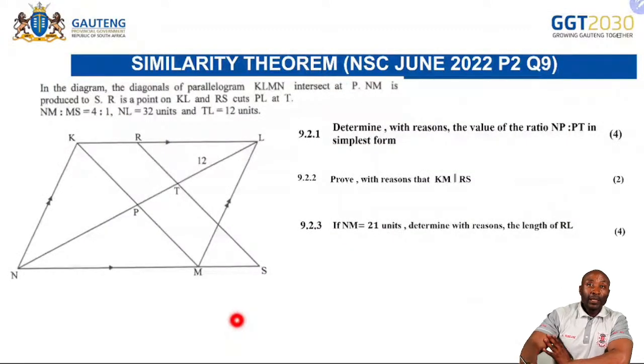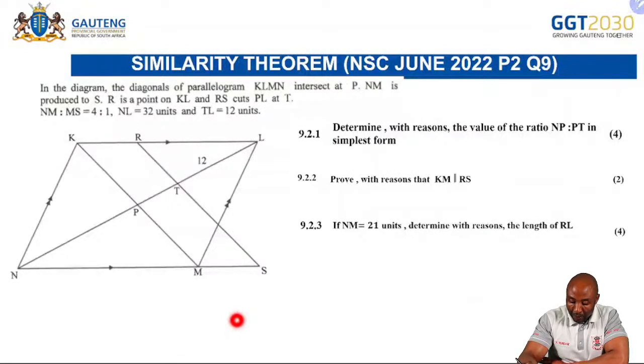Now, here is another question that I would love us to quickly go through so that we are able to see how we can tackle questions in an exam. The diagonals of a parallelogram KLMN intersect at P. NM is produced to S. R is a point on KL and RS cuts PL at T. The ratio NM to MS is 4:1. NL is equal to 32 units. TL is equal to 12 units. Determine with reasons the value of the ratio NP to PT.